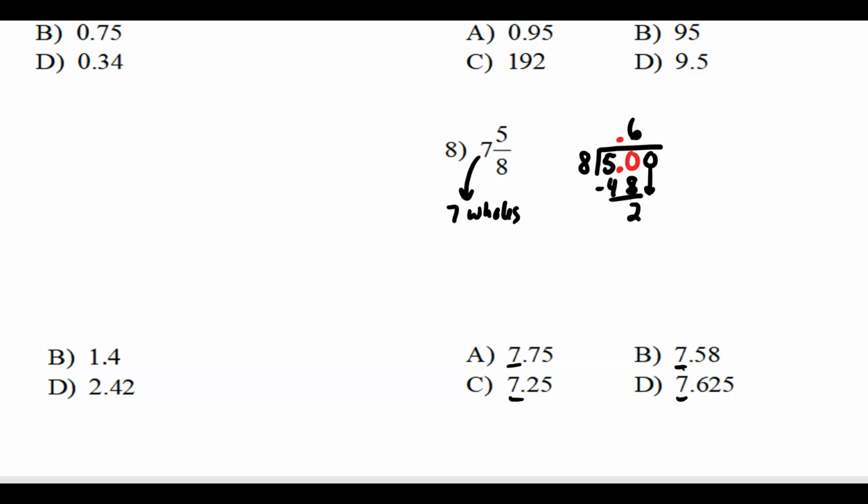Remember, write neat. Put a 0, bring it on down. 8 into 20. 8 doesn't go into 20. 8 does go into 22 times. That's 16. There's 4 left over. Extend our division bar. Bring another 0 on down. 8 goes into 40 exactly 5 times with nothing left over. So we have 7, and you know that 5/8 is now 0.625.